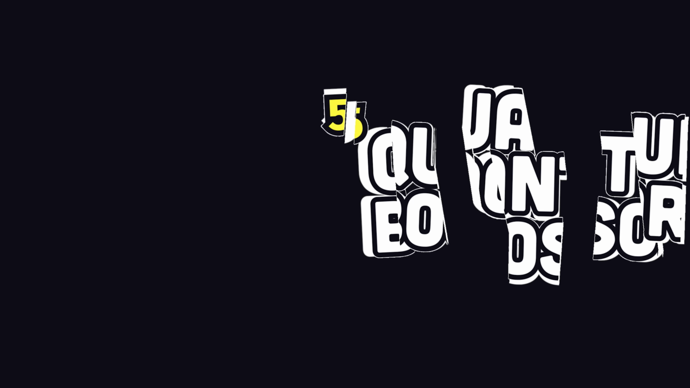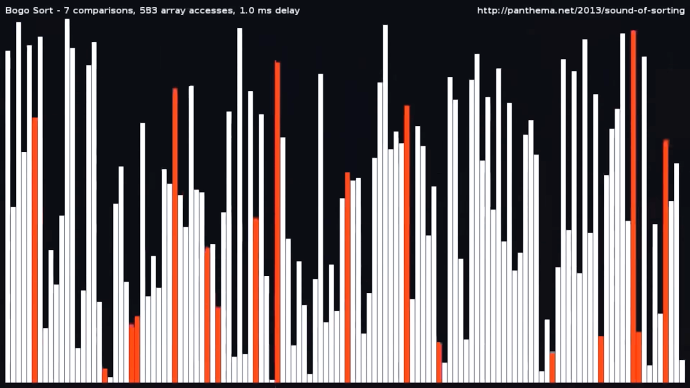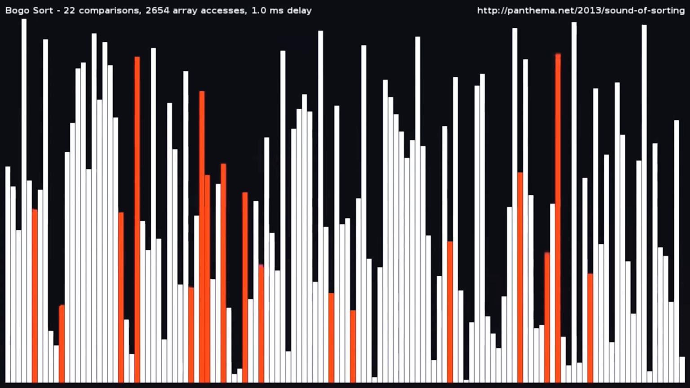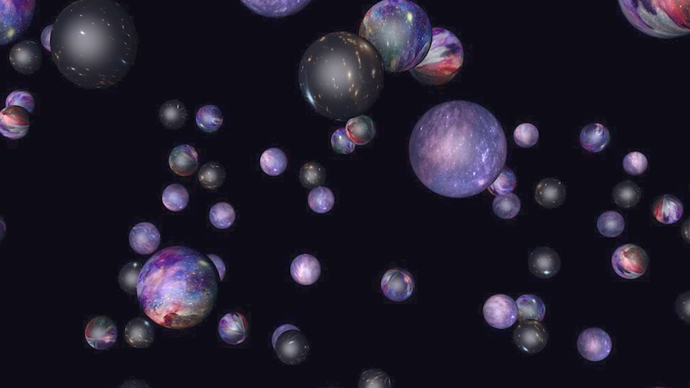Speaking of which, you might be familiar with another useless sorting algorithm, BOGO Sort, which tries to sort an array by randomly guessing over and over again. It's like playing the lottery. But what if we apply the same algorithm with quantum mechanics to the multiverse?